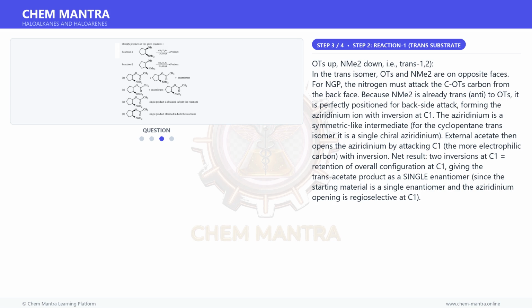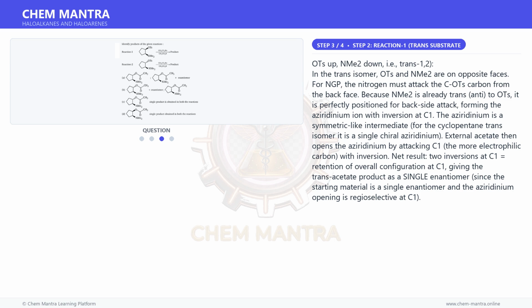Moving on to the next step. OTs up, NMe2 down, i.e. trans 1,2. In the trans isomer, OTs and NMe2 are on opposite faces. For NGP, the nitrogen must attack the C-OTs carbon from the back face. Because NMe2 is already trans, anti, to OTs, it is perfectly positioned for backside attack, forming the aziridinium ion with inversion at C1.